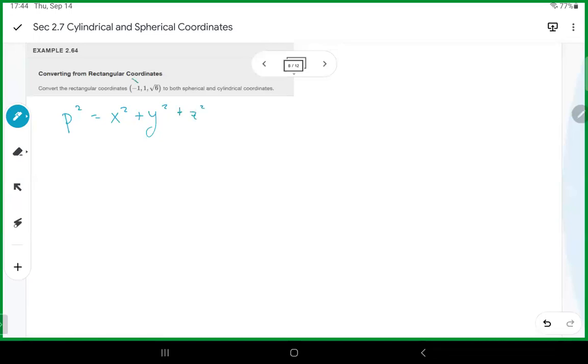Okay, so X, Y, and Z. We have to figure this out first. So rho squared is (-1) squared plus 1 squared plus the square root of 6 squared. So that's going to give us 1 plus 1 plus 6, 8.